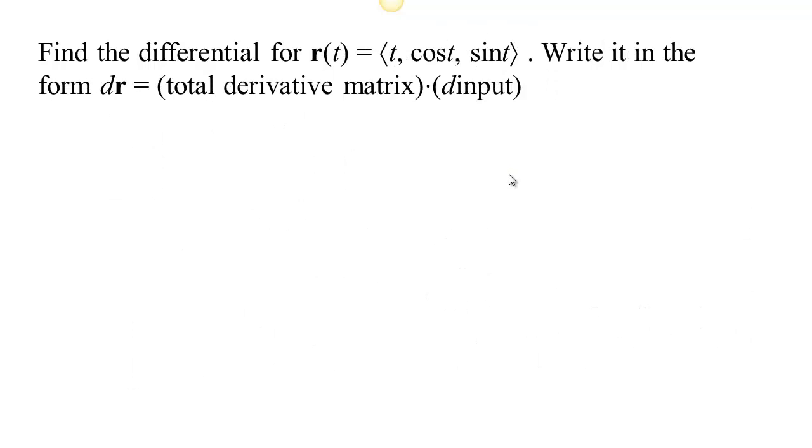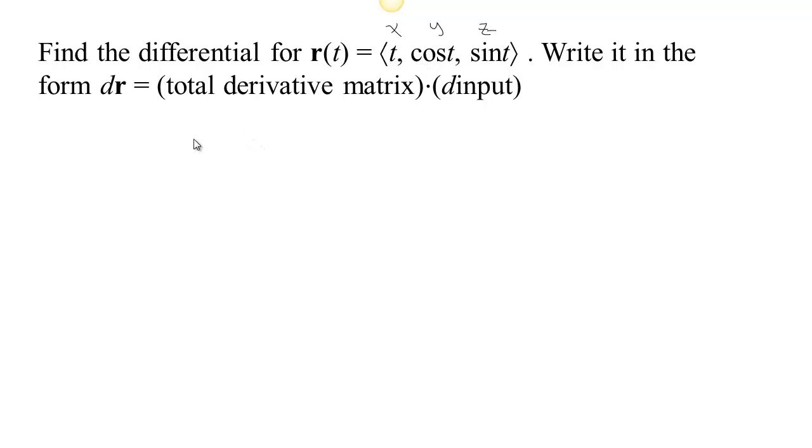Let's do another example. This time we have a parametric space curve because we have 3 outputs, x, y, and z, and 1 input, t. So it's a function from R to R3. That's a parametric space curve.